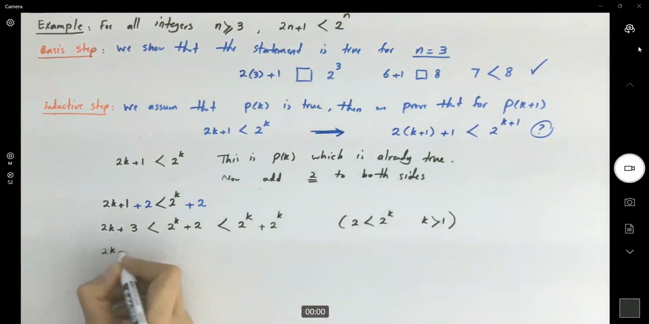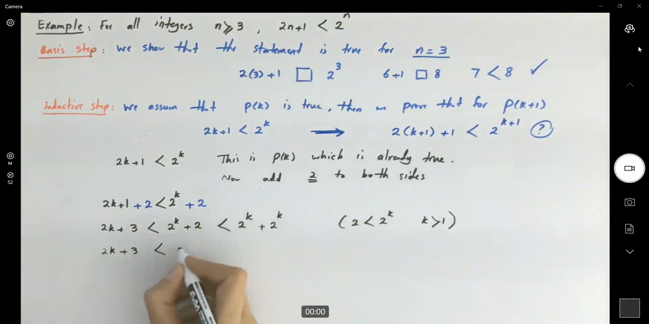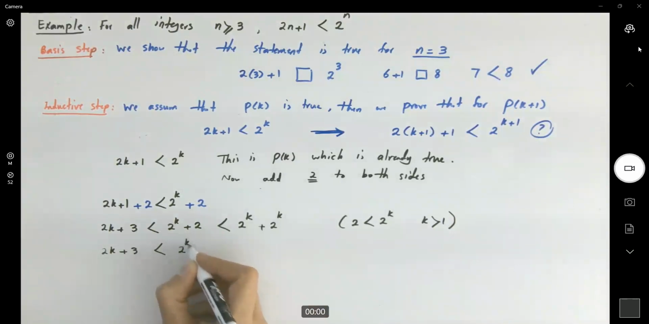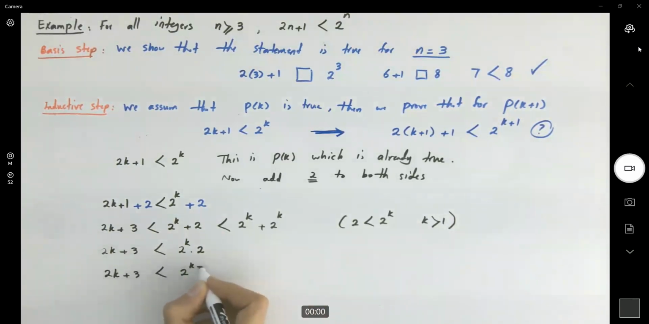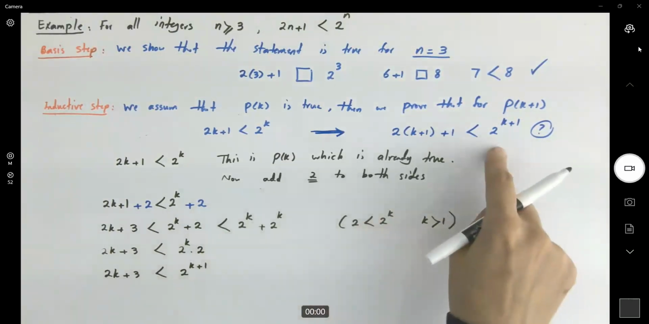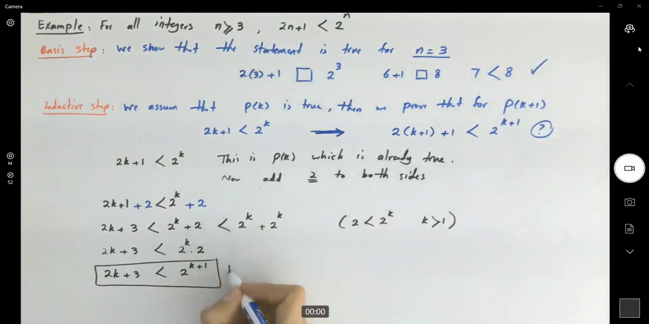So far we have 2k plus 3 less than, if you just factor out 2 to the power k, or just add these two together, you get 2 to the power k times 2. So 2k plus 3 is less than 2 to the power k plus 1, which is what we try to prove. So we just proved P(k+1).